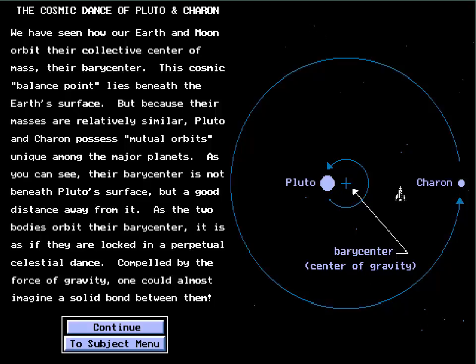So what they're saying is, instead of Charon orbiting around Pluto, which it does, Pluto's actually orbiting around this point next to Pluto, and Charon is also orbiting around that point. Because Charon is so large relative to Pluto, it has moved that gravity point outside of Pluto, which is really kind of cool.